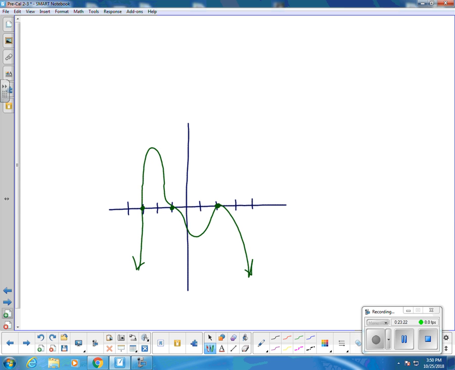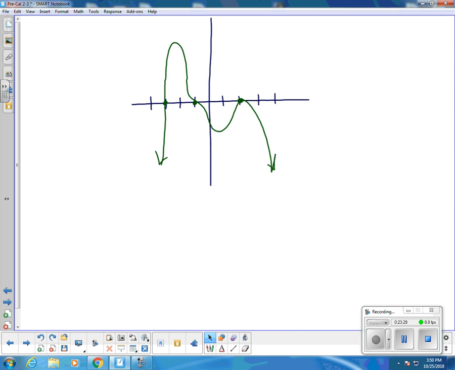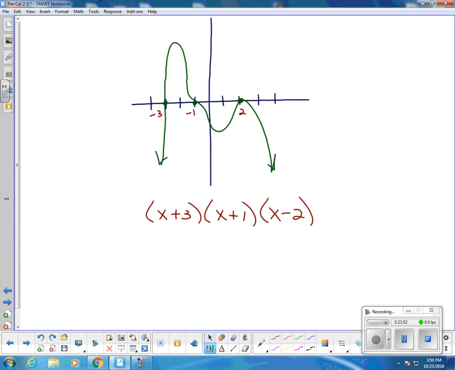Okay, so if we're looking at this, we can write the equation, or a possible equation, because there's really infinite, because we don't know what the coefficient is going to be. But this is at -3. So the factor at -3 would be x plus 3. Remember, we have to go backwards. So this 0 is a -1, so the factor that gives me that 0 is x plus 1. This 0 is a 2, so that factor is x minus 2. Okay, so there's our 3 factors based on the x-intercepts.